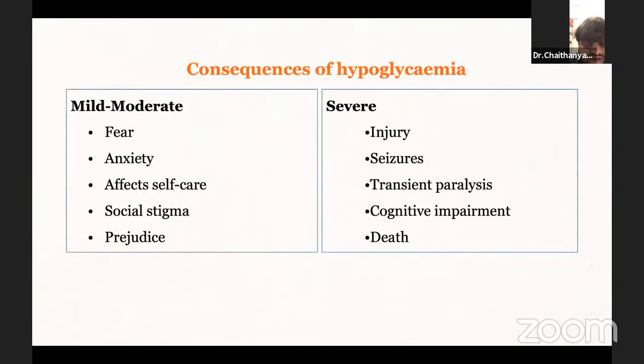So these are the consequences of hypoglycemia, mild to moderate. The patient will have fear. It's a very, very dreadful condition. They will stop taking insulin. They will stop taking the oral medications because of the fear of hypoglycemia. And in severe hypoglycemia, they can have injury, they can have seizures, they can have paralysis and all those things. Next slide.